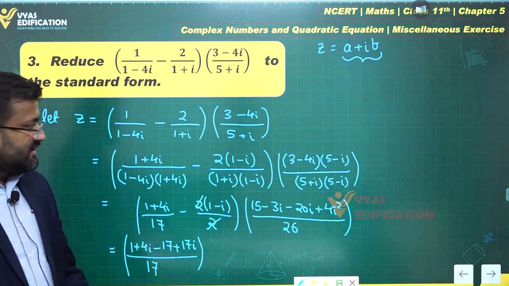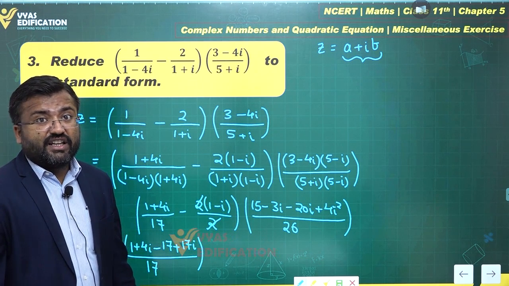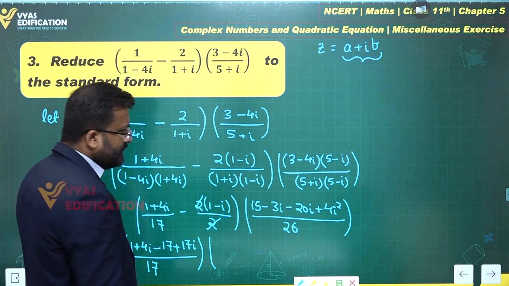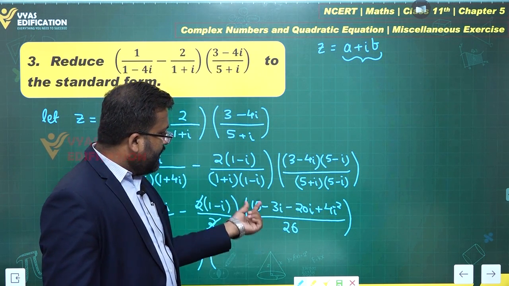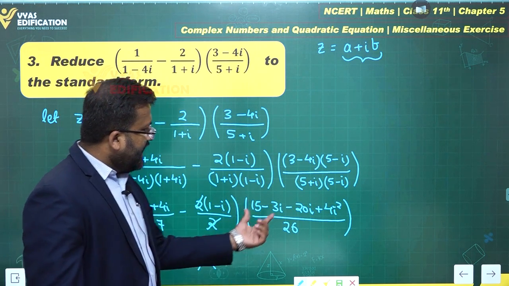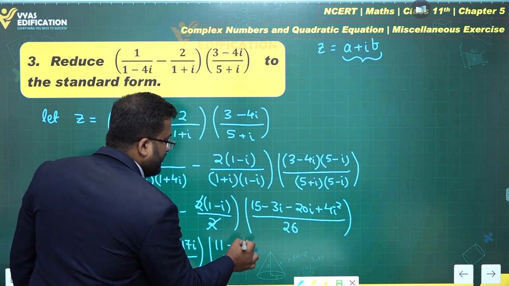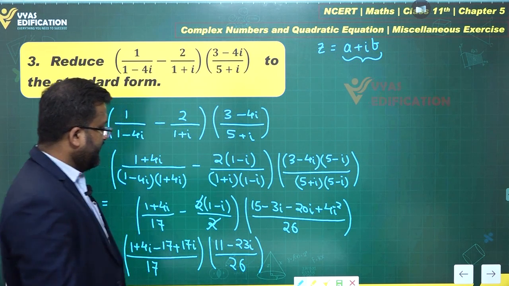Can you please note that? Yes. This minus goes inside the bracket, the second term becomes positive. Please note that carefully. Take care of the negative sign very carefully. What about this? This is 4i square, which becomes minus 4. 15 minus 4 is actually 11. Okay. And this minus 3 minus 20 becomes minus 23i upon 26. That's what I get in the denominator.